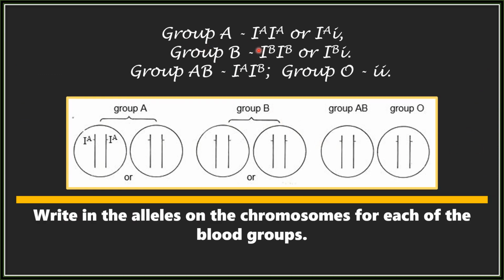Group A has I^A I^A or I^A i. This one is I^A i. Group B has I^B I^B or I^B i. Then group AB has I^A I^B, and group O has ii.